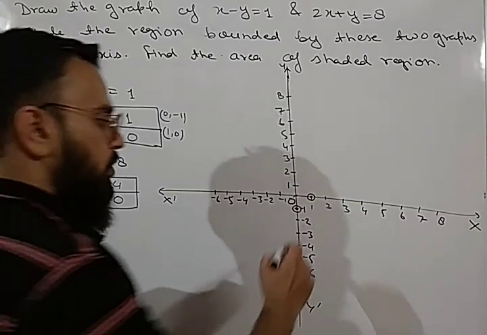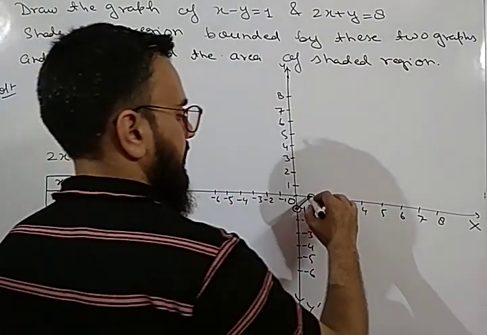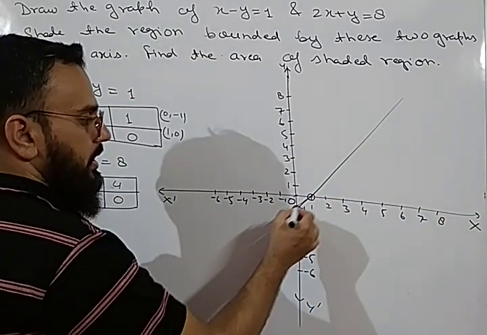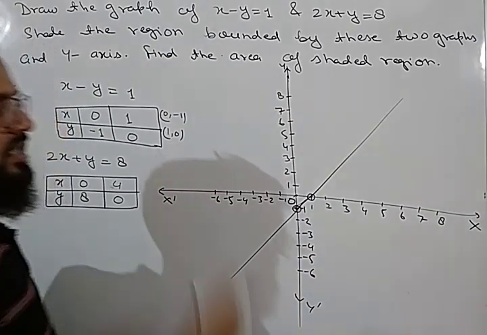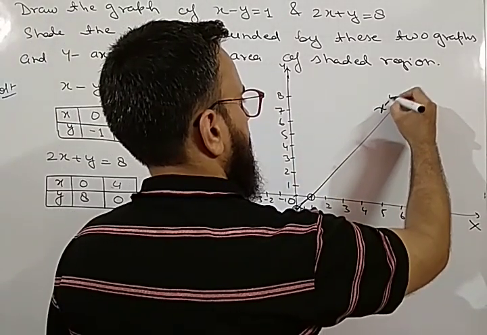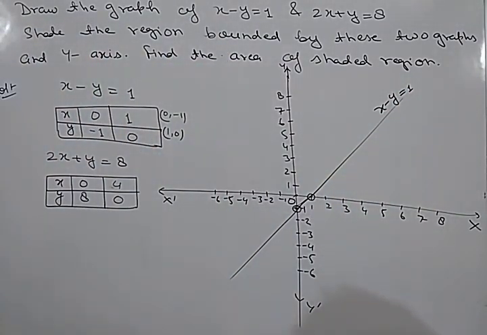Now if we join these 2 points, it forms a straight line. We will extend it on both sides. This is the line which is the graph of the first equation. So write the equation on this line: x minus y is equal to 1.